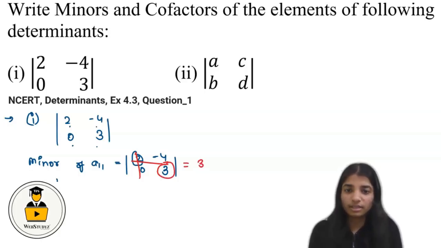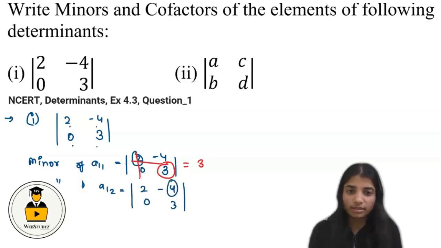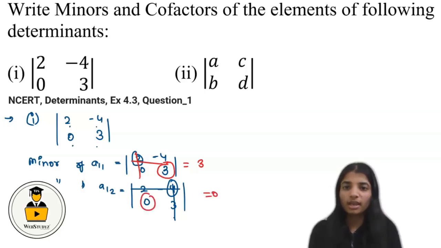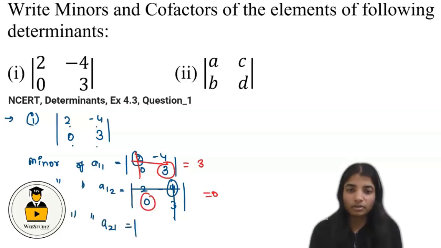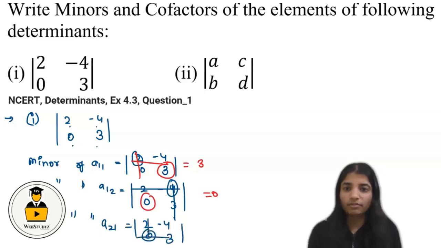In the same way, if we are considering the minor of A12, so this is 2, minus 4, 0, 3. So this is minus 4. Cancelling the row and column consisting of minus 4, we can say that the minor of this becomes equal to 0. Now in the same way, if we have to find the minor of A21, this is 2, minus 4, 0, 3. Cancelling the row and column, we are left with minus 4. So the minor of this is equal to minus 4.